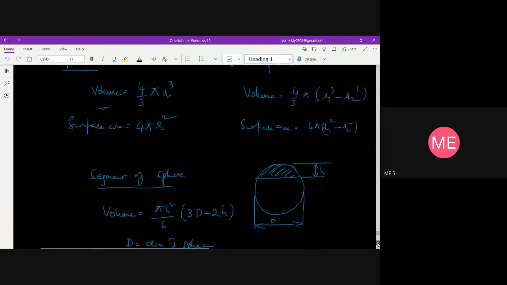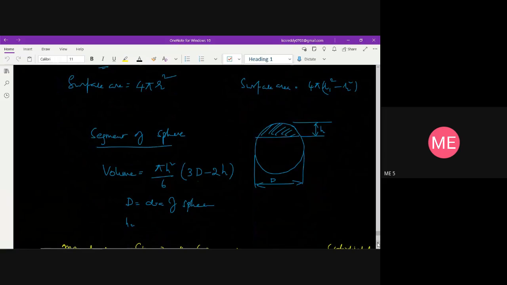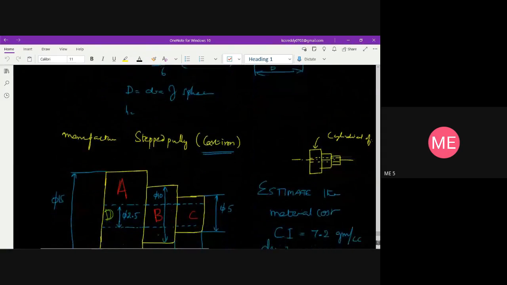And segment of a sphere, as you studied in the circle plane figure. Similar to that, segment of a sphere, we are going to find out what is the volume of a segment of the sphere. So it will be taken as pi h square by 6 into (3d minus 2h). So this d is the diameter of the sphere and h is the segment height. If you look at the diagram, this is the segment height and d is the diameter of the sphere. And also we discussed one problem.